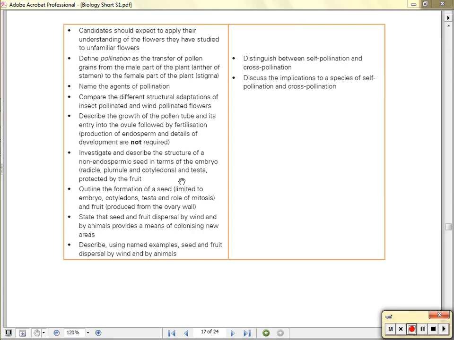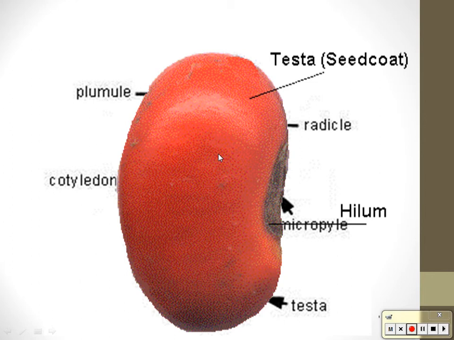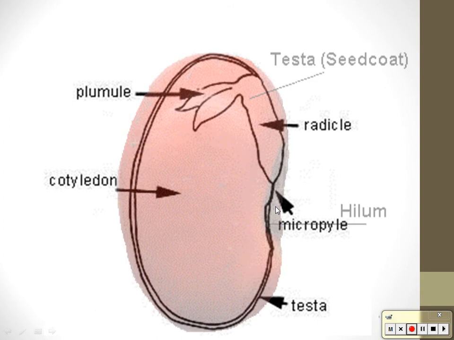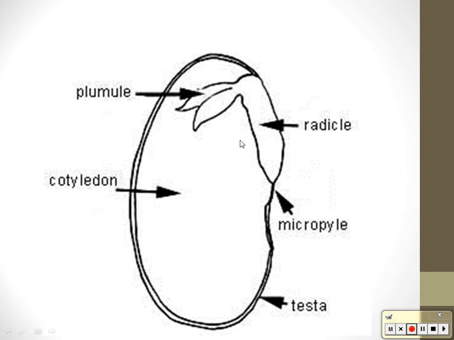So next you have to investigate and describe the structure of a non-endospermic seed in terms of the embryo and testa protected by the fruit. So here we have your basic seed. The outside of it is called the testa. I peel that outside off. What I have is an embryo or baby plant, and there are two different parts to it. The radicle, which is what would eventually be the root, and the plumule, which is what would eventually be the shoot. The micropyle is a small hole in the outside of the seed that allows water to get in and actually gives a space for the radicle and the plumule to shoot out.